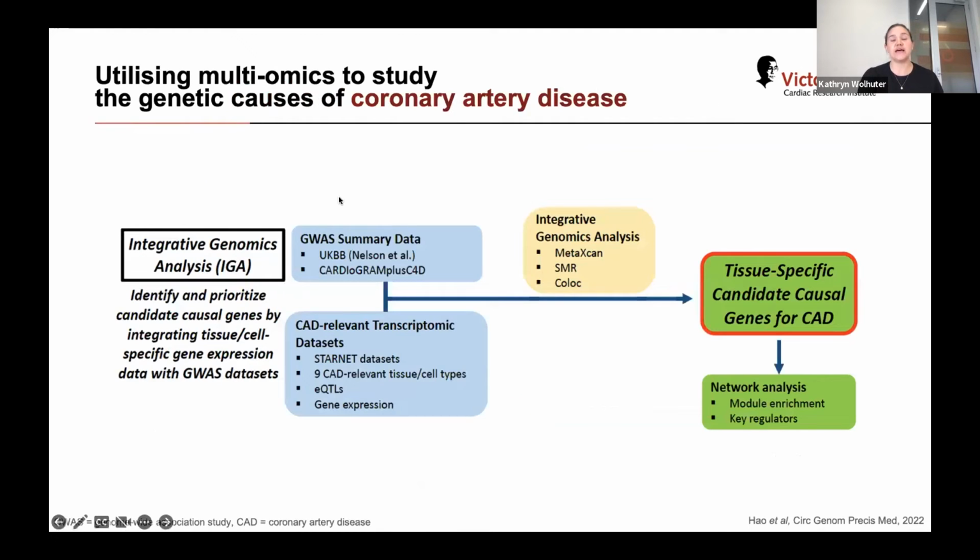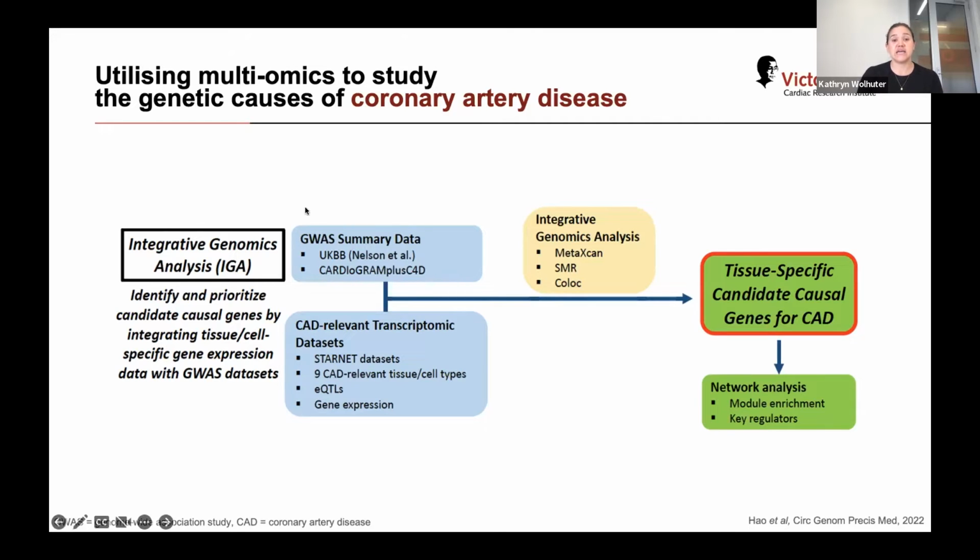So in parallel to our interest in factor 1, we're also interested in vascular disease in general. And with the New York part of Professor Kovačić's lab, we were performing these integrative studies to try and identify and prioritize genes that are causal for coronary artery disease.